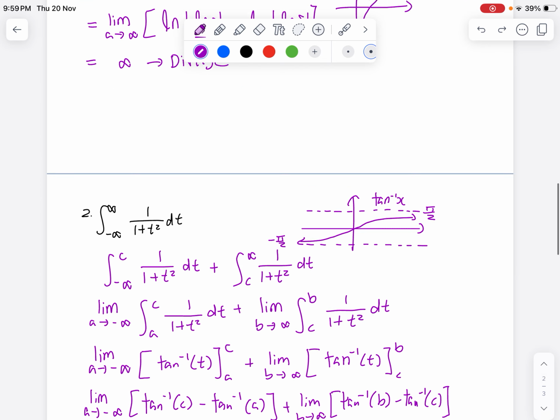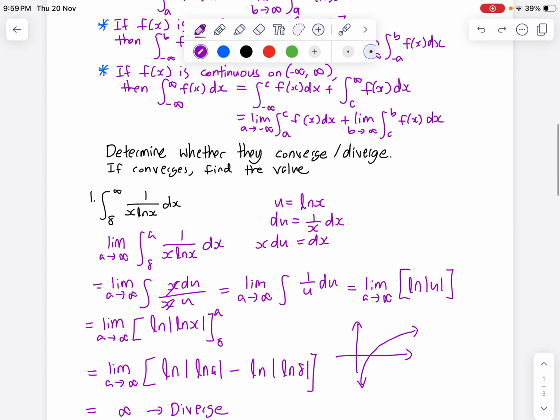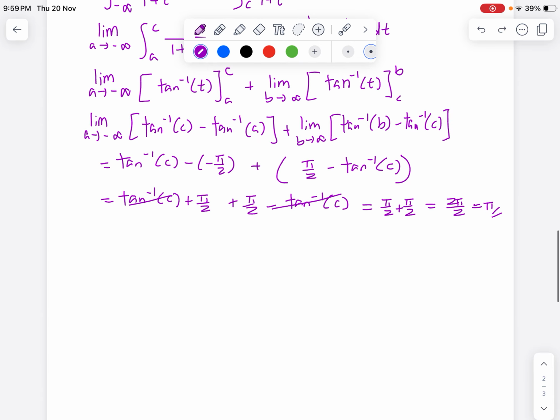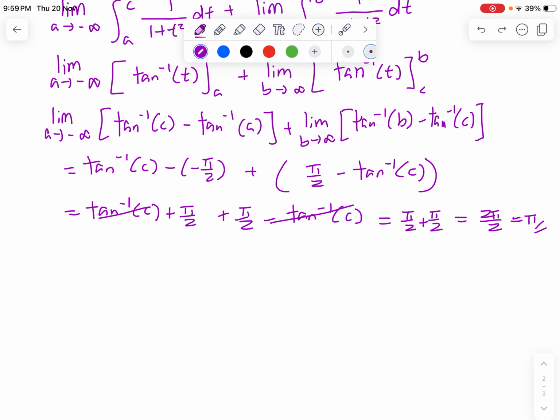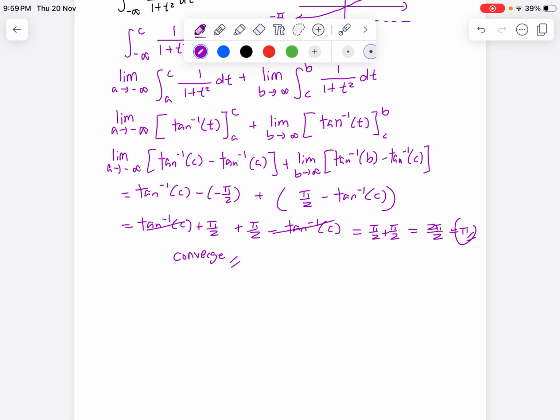So what does that mean? Remember, the question is asking if they converge or diverge. Convergence means that it approaches a finite value, and pi is a finite value. So our answer is that it will converge because pi is finite.